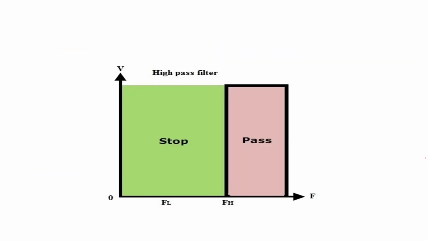If you see the theoretical graph, that is the frequency response, you can see that you have a cutoff frequency which is named here as FH. So here you can see this can be your cutoff frequency FH. Now above the cutoff frequency everything is passed, and below the cutoff frequency everything is stopped. Okay, so this is your ideal high pass filter frequency response, where the x-axis is frequency and the y-axis is voltage gain.